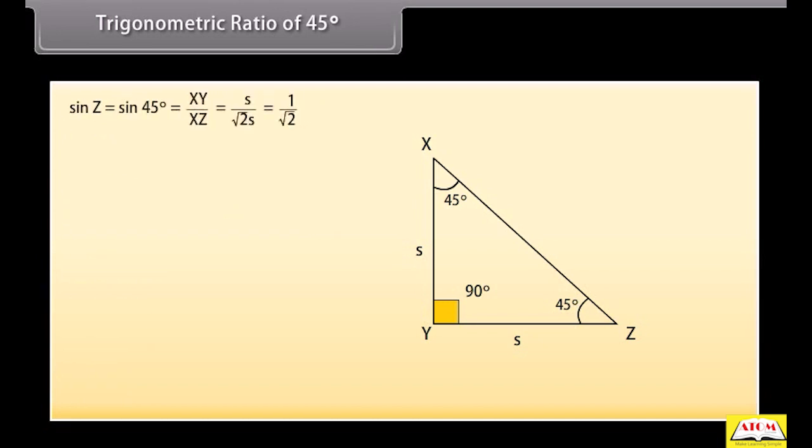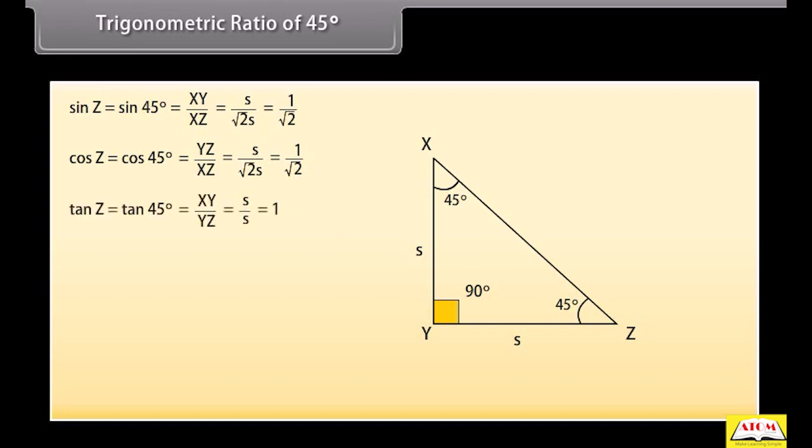Sine Z is equal to sine 45 degree, which equals XY upon XZ, which equals S upon square root 2 S, which is equal to 1 upon square root 2. Cos Z is equal to cos 45 degree, which equals YZ upon XZ, is equal to S upon square root 2 S, is equal to 1 upon square root 2. Tan Z is equal to tan 45 degree, which equals XY upon YZ, which equals S upon S, which is equal to 1.